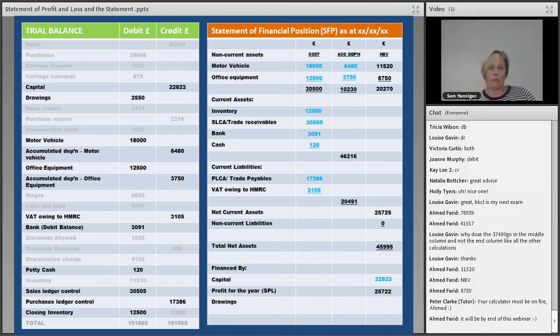So the owner of the business has taken, whether it be stock out for own use or whether it be cash, whatever. They've had £2,550 worth of drawings. We're going to deduct that. So remember, capital plus the profit for the year less the drawings should come to 45,995. And if you've got your balance sheet right, those two figures will match each other. Okay? And that is when you know you've created a statement of financial position and a statement of profit and loss, and it's correct. Because both figures balance. Has anybody got any questions on that?